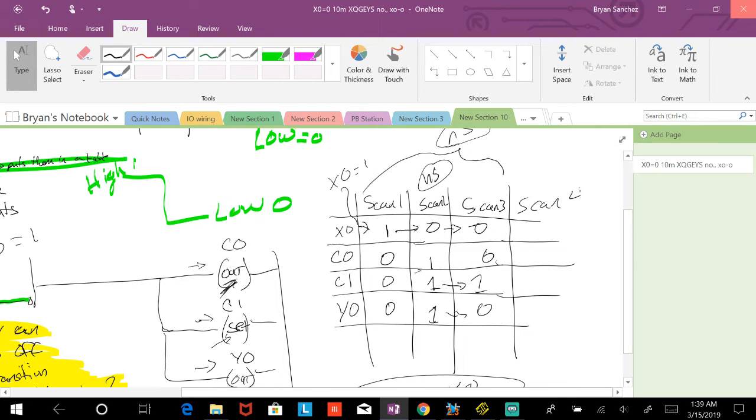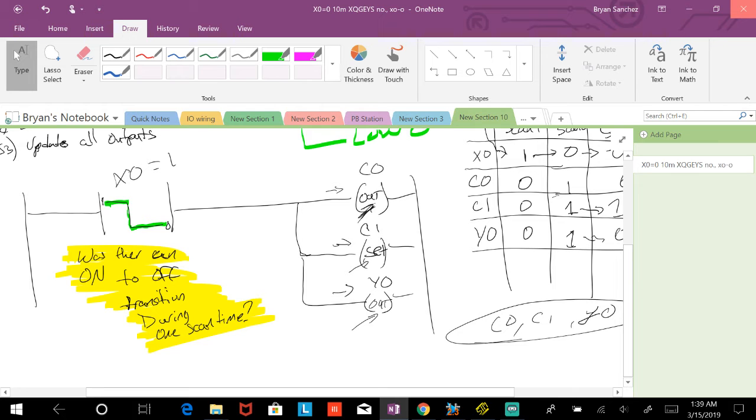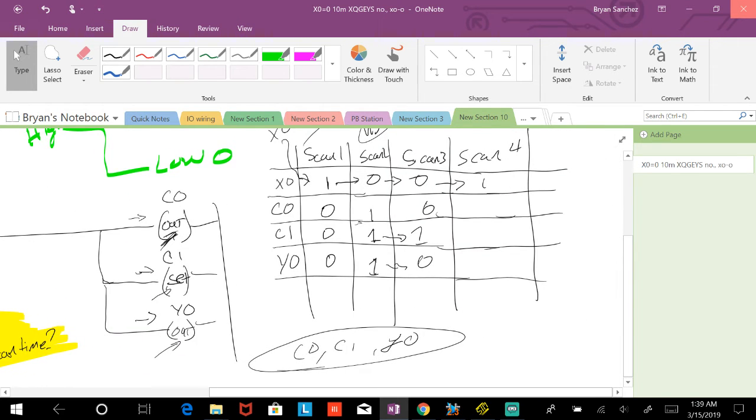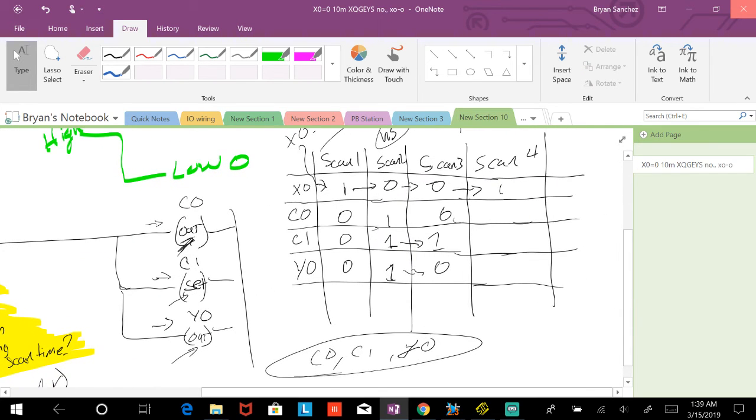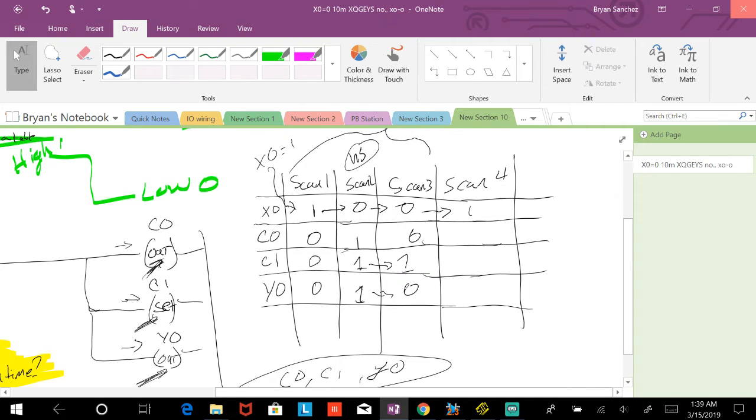Now the next scan happens, and X0 turns from 0 to 1. So was there an on to off transition during one scan time? Well, I was off, now I'm on. No, this did not happen. So this instruction doesn't execute, this instruction doesn't execute, this instruction doesn't execute. So C0 is 0, C1 stays at 1 because this was a set, and Y0 stays at 0. Now let's go to the next scan.